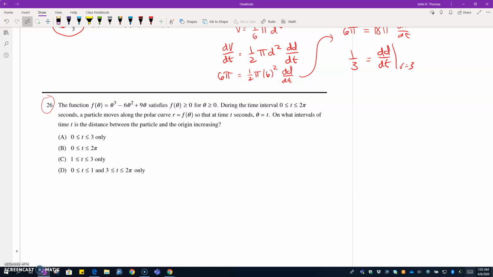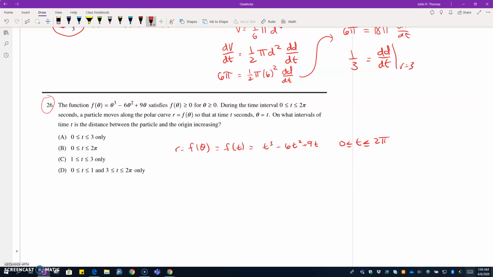So this one, in all technicality, shouldn't be on this year's AP exam because they've kind of said we're not going to deal with the polar and the parametrics. I would argue that the way this is written, we know that the function f of theta gives you the radius. So the radius equals f of theta. But we know during the interval that we're concerned about, theta is equivalent to t. So that really equals f of t, which equals t cubed minus 6t squared plus 9t, as long as t is between 0 and 2 pi.